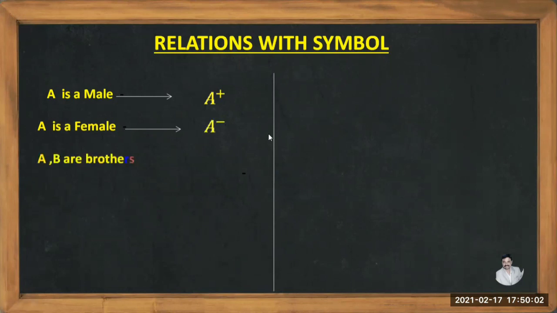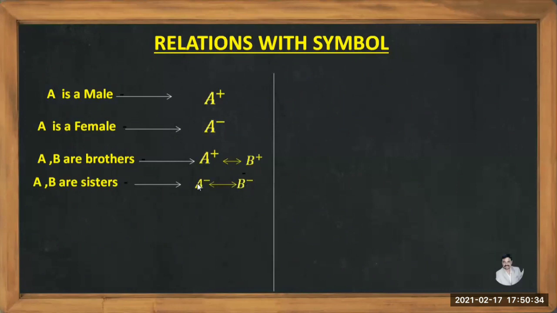Okay. And if A comma B are both brothers, meaning A is the brother of B and B is the brother of A, then it means A positive implies B positive. My dear friends, see, both are positive, so we can say both are brothers, both are male persons. If you see down here, A comma B are sisters, meaning both are negatives, both are females. So if A is the sister of B, then B must be the sister of A.